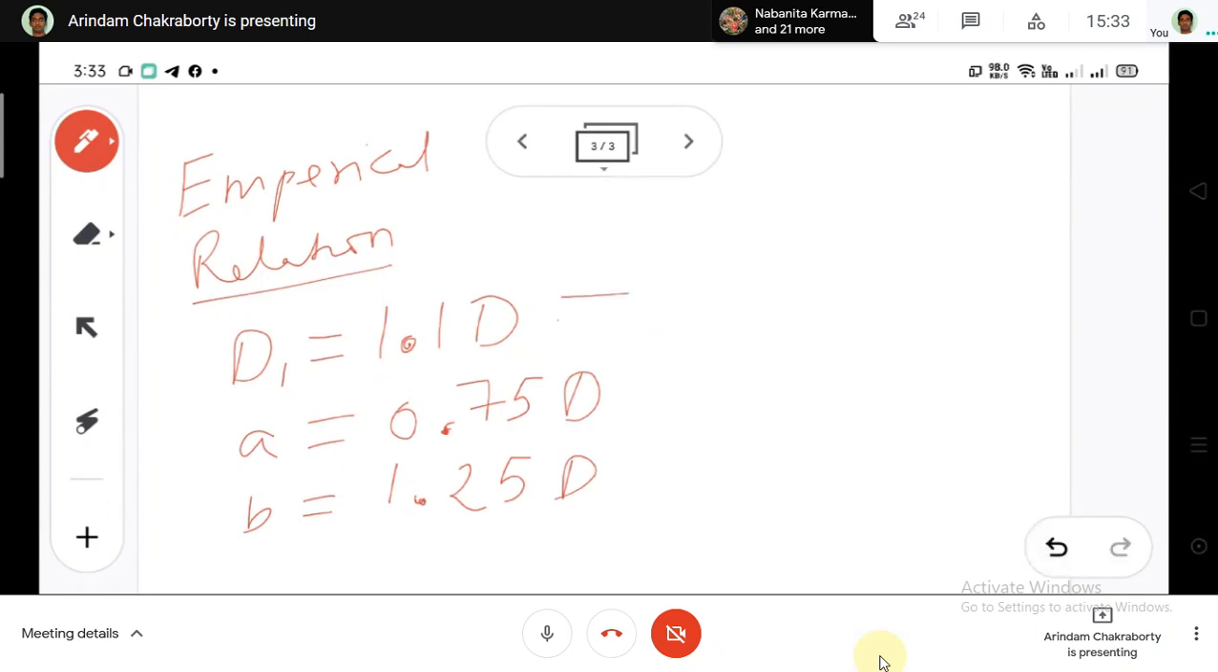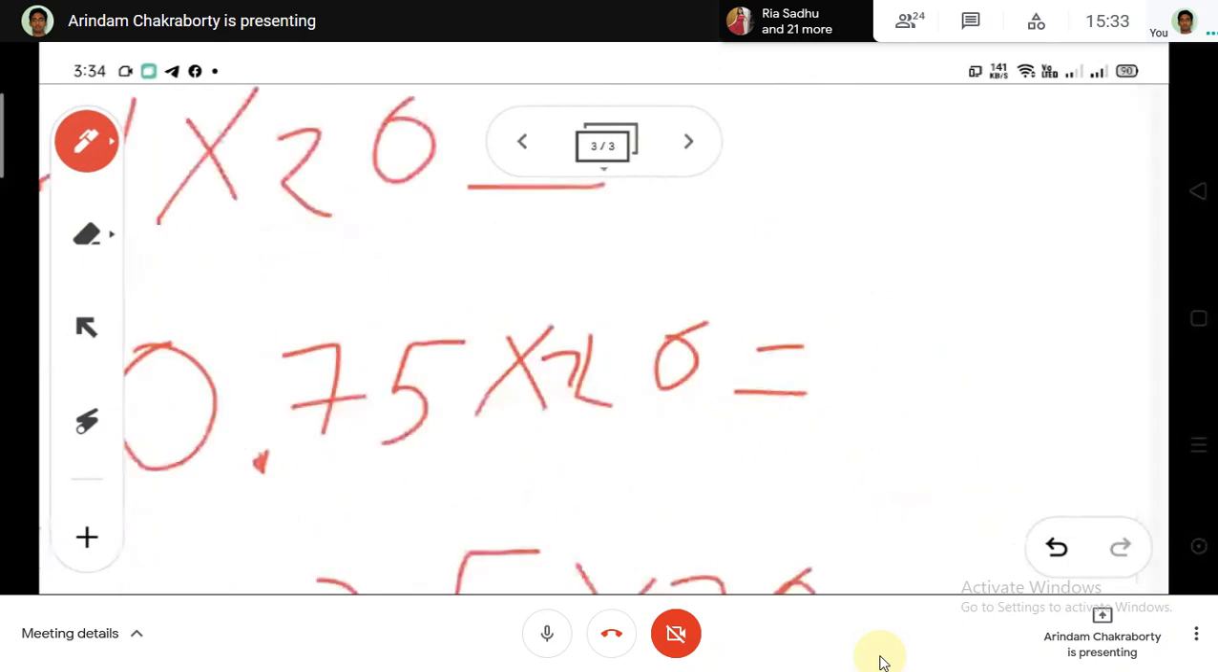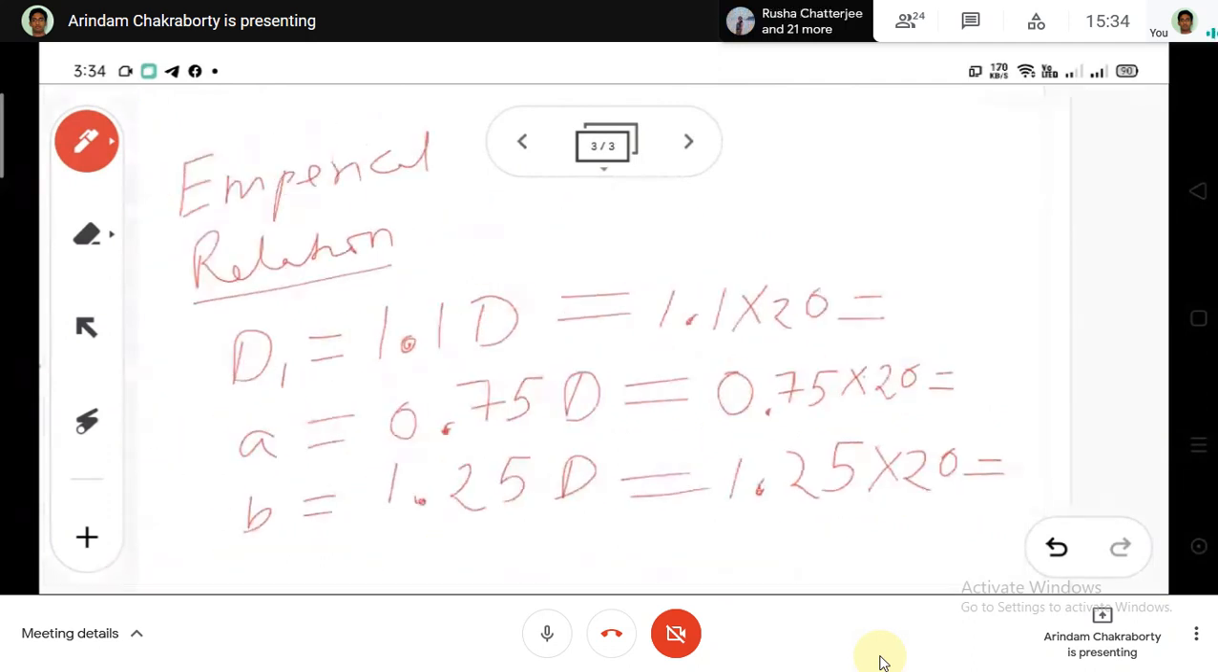Now can anyone calculate the value for me? What would be this one? 1.1 into 20. This will be 0.75 into 20. This will be 1.25 into 20. So I need the value. Please be fast.